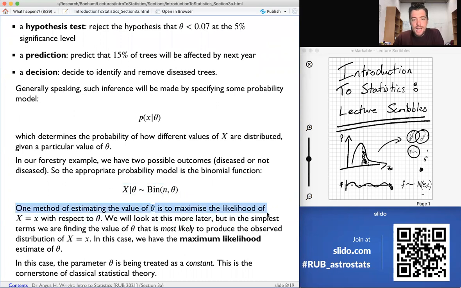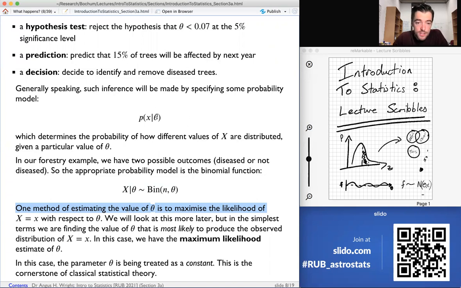One of the ways that we can estimate the value of theta is by doing what's called a maximum likelihood analysis, maximizing the likelihood, maximizing this probability of X with respect to theta. Now, we'll look at this maximum likelihood stuff more in the inference part of the course in the last section. But for now, all you need to understand is that we're finding the value of this probability that is the maximum for a particular value of theta.